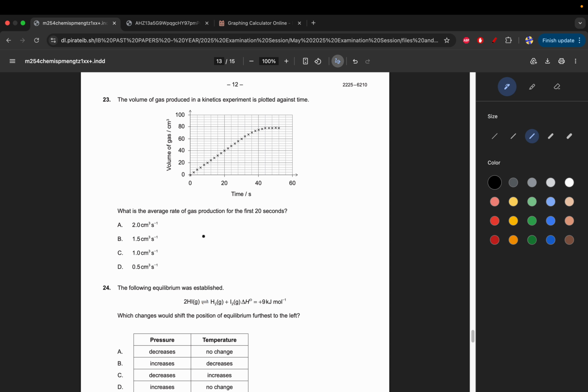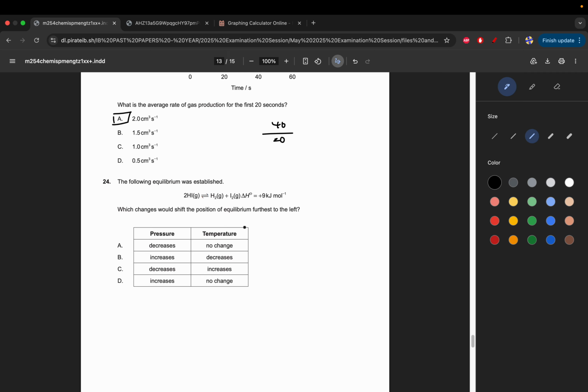The volume of gas produced in a kinetics experiment is plotted against time. What is the average rate of gas production for the first 20 seconds? So for the first 20 seconds, we get to here. And so average is going to be 40 divided by 20. That's going to be 2.